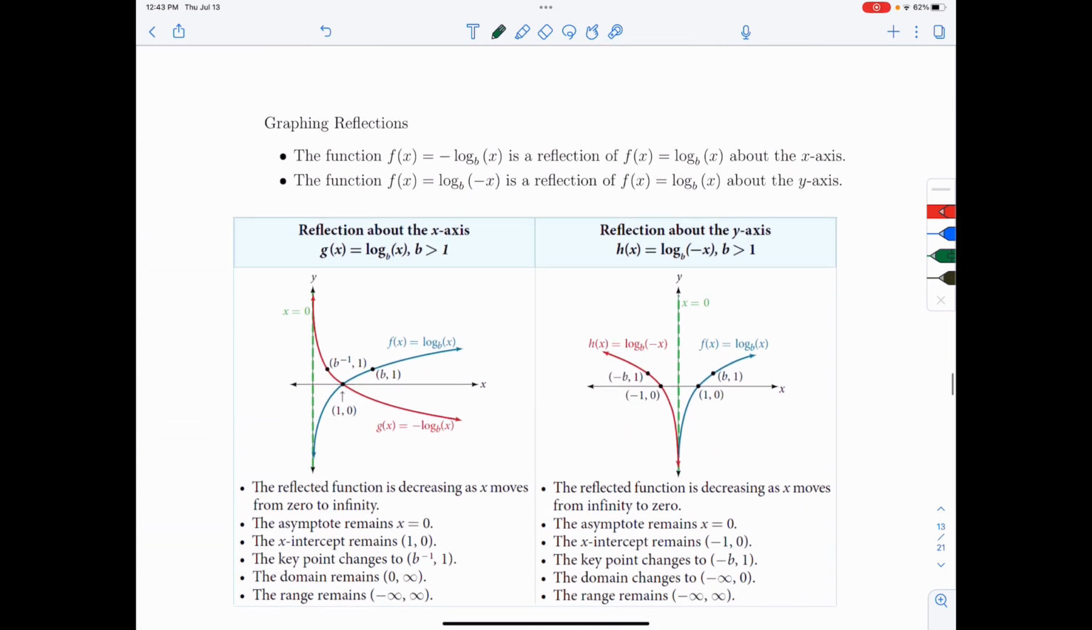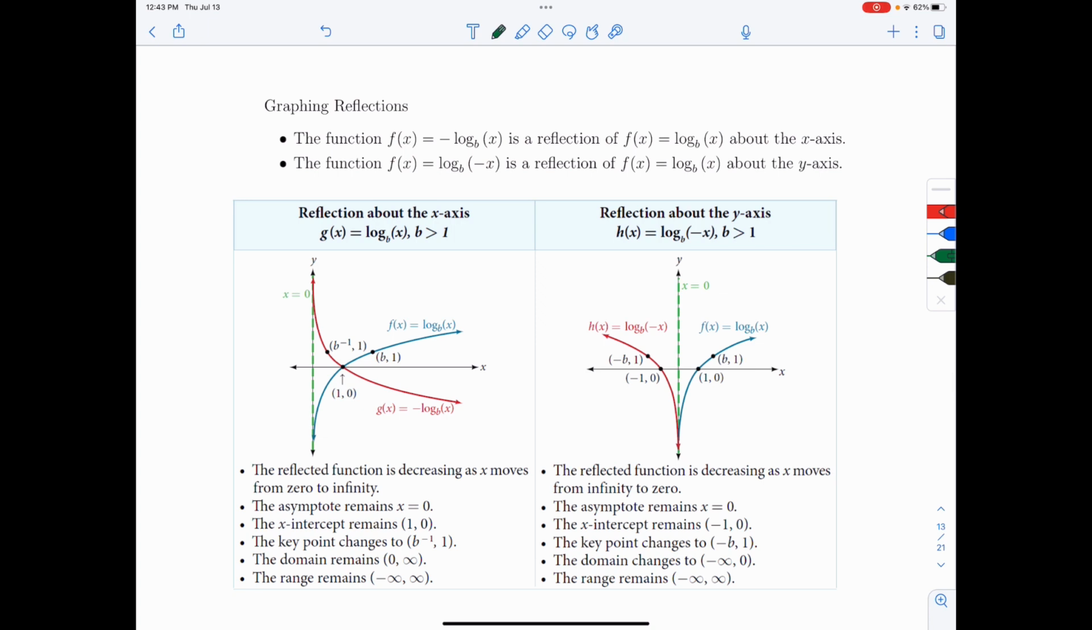And then graphing reflections, we could have 2 types of reflections. If I have a negative in front of the function, that's a reflection across the x-axis, so that's a vertical reflection. That's what's happening here. If I have a negative inside the function, that's a reflection across the y-axis, which is what happens here.